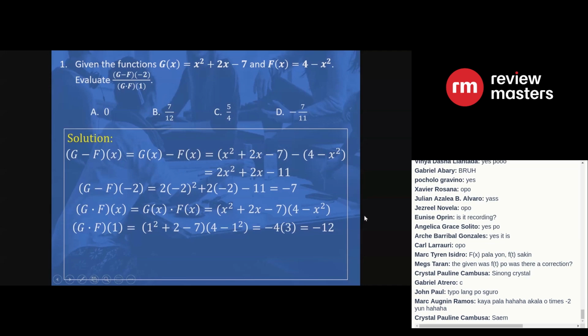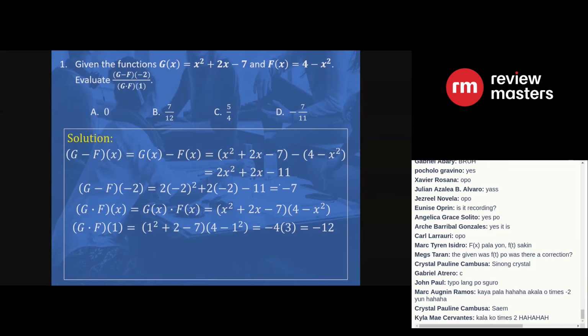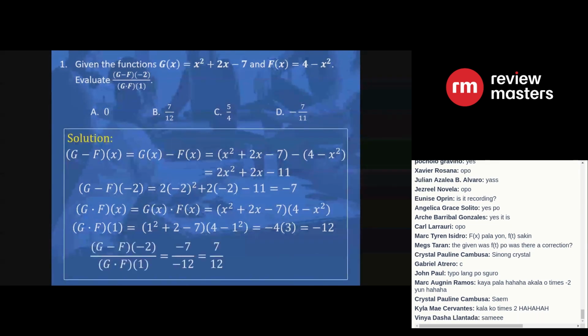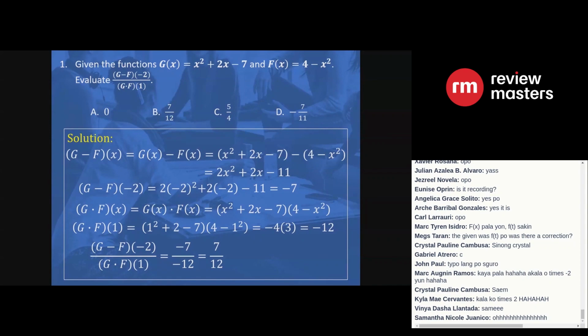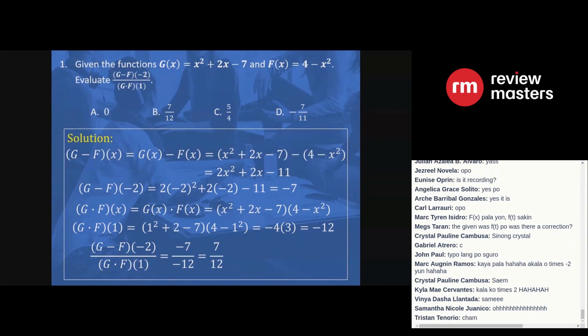Okay, so the numerator is negative 7 here. The denominator is negative 12. So dividing those two numbers, you will get 7 over 12. So that's letter B. Okay?